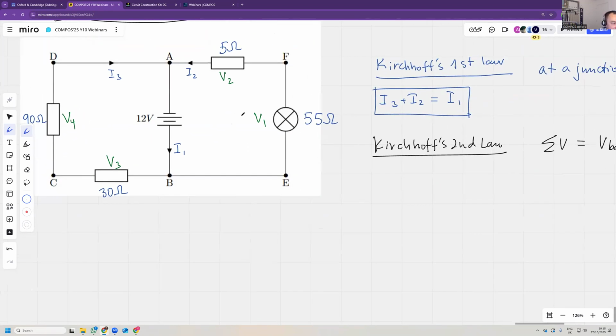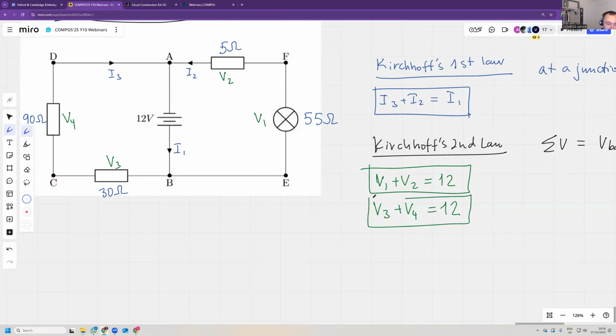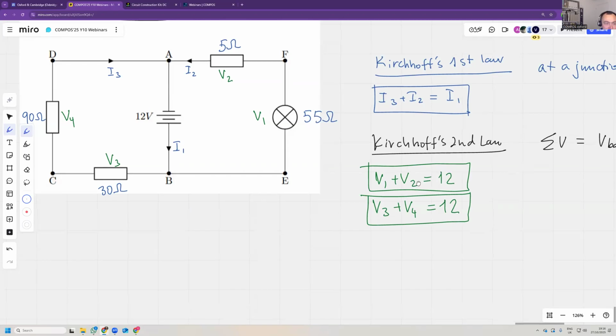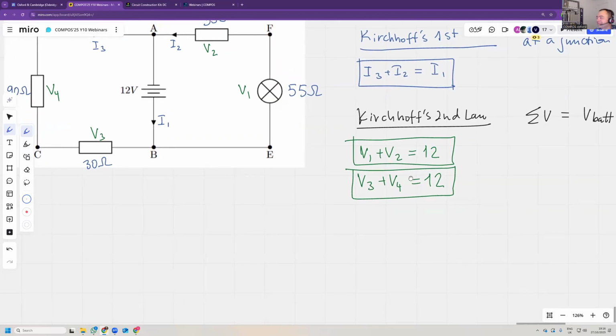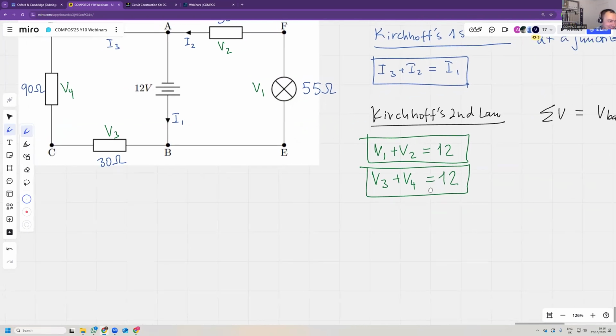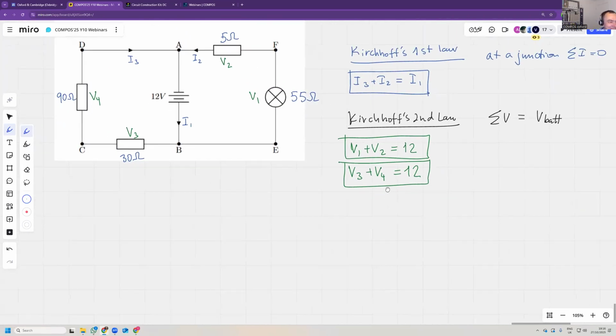So we can say that V1 plus V2 must equal 12. And here we have V3 plus V4 also must equal 12. Nice. Well, as you can see, we have 3 equations. We have 7 unknowns. Not very useful. So we need some more equations.